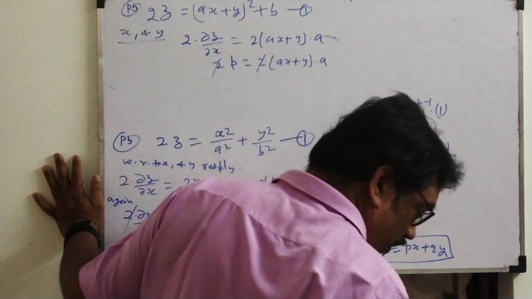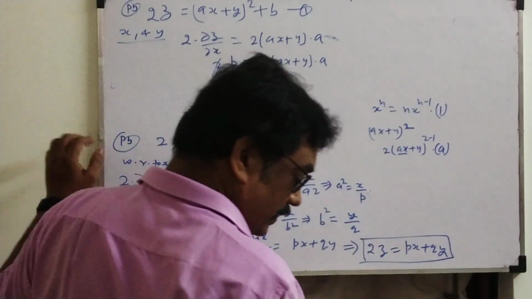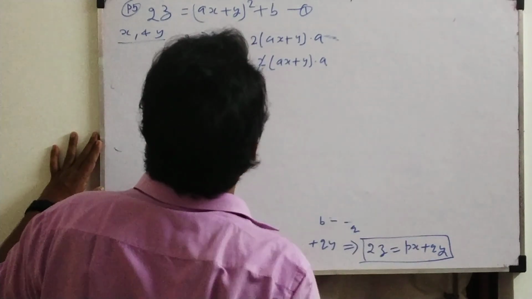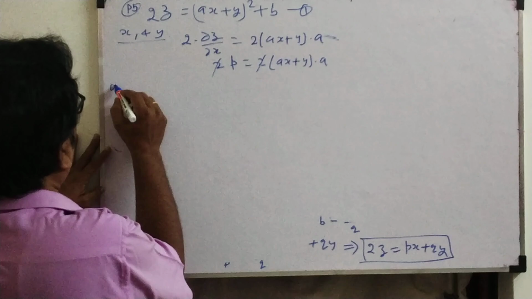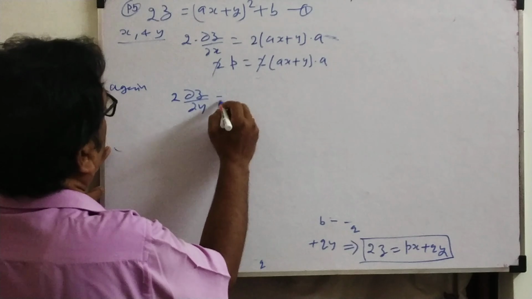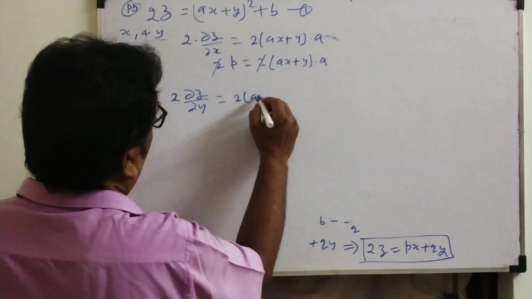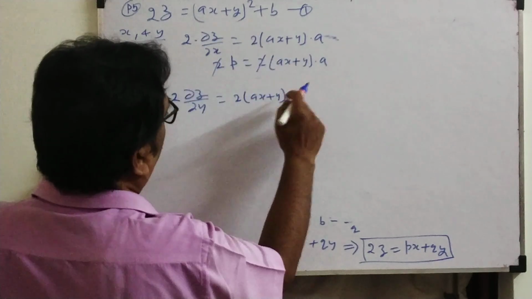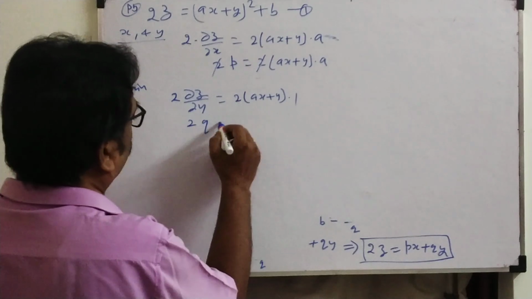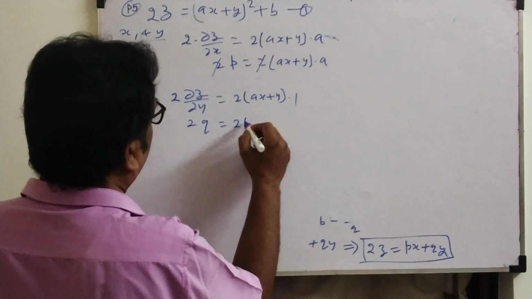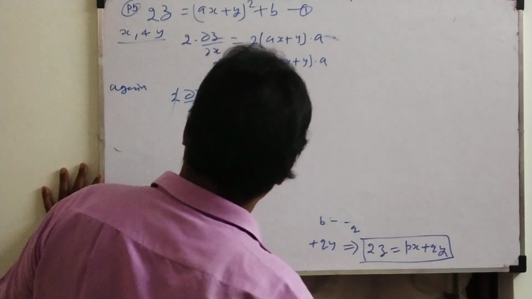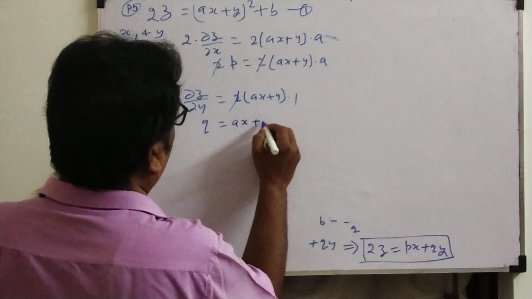Now we'll go to the other part. Differentiating with respect to y. So what is coming? 2 dou z by dou y equal to 2 (ax plus y) into y differentiation, only 1. Other part b equal to 0. So 2q equal to 2 (ax plus y). Okay, 2 gets cancelled. So what will be there? q equal to ax plus y.